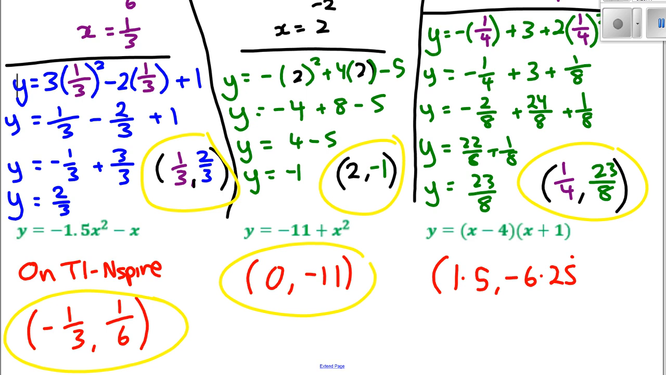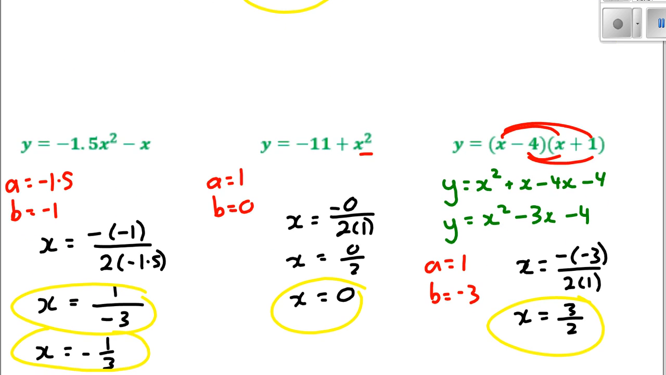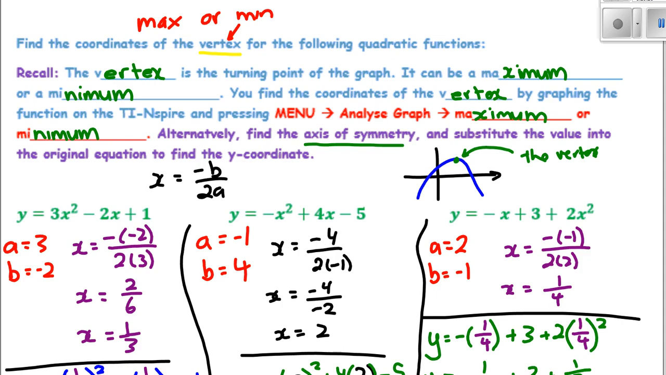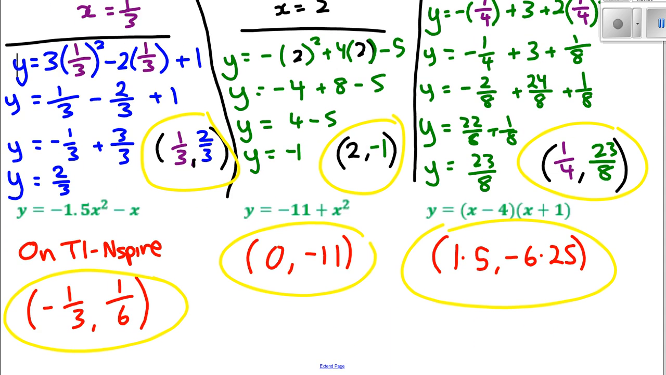Let's check. Is that the same axis of symmetry that we had? Yep, 1.5. Brilliant, so we know that one's right. Just fabulous. So we're almost there.